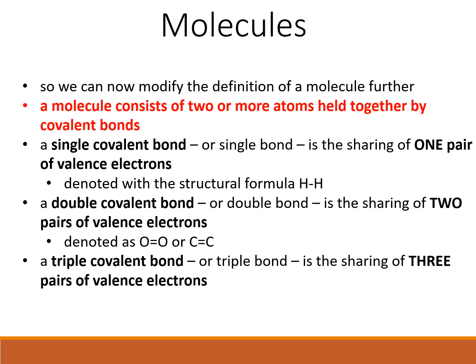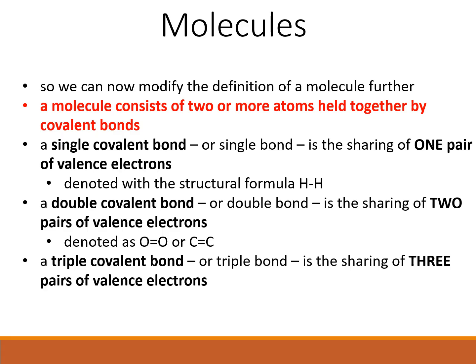So we can now modify the definition of a molecule even further. A molecule consists of 2 or more atoms held together by covalent bonds. A single covalent bond, or a single bond, is the sharing of 1 pair of valence electrons. It's usually denoted with the structural formula with H, a dash, H, and that little dash in the center is basically the shared electrons.